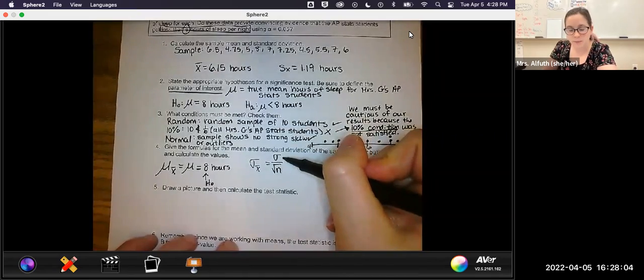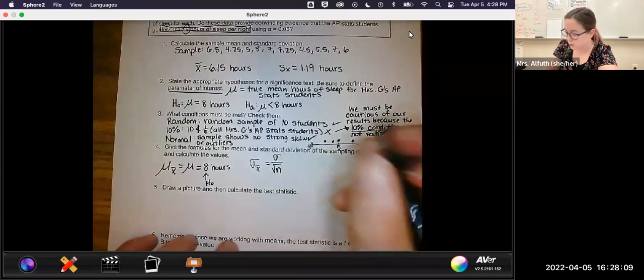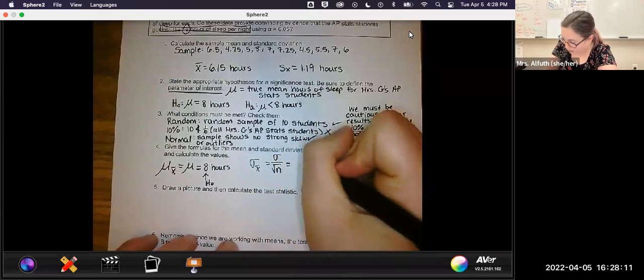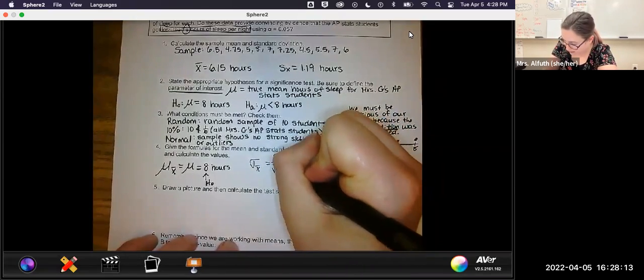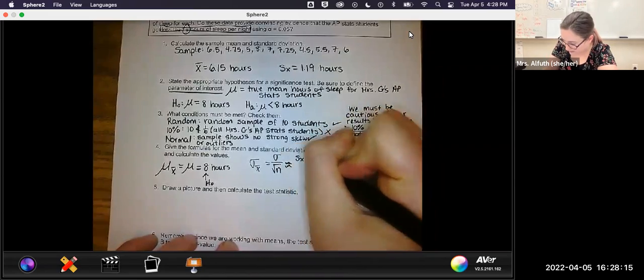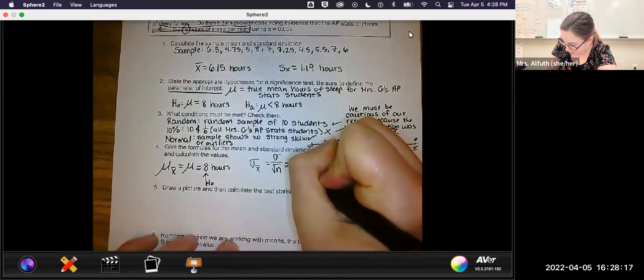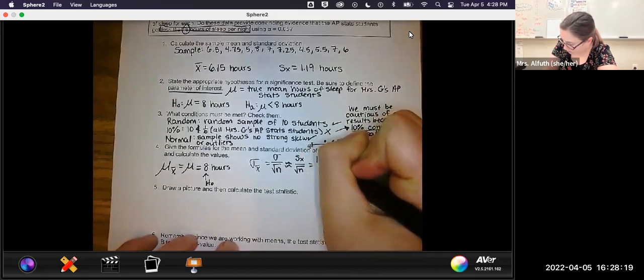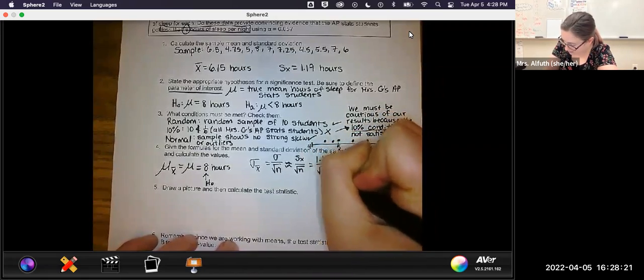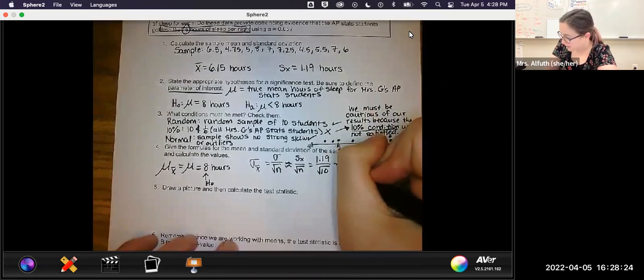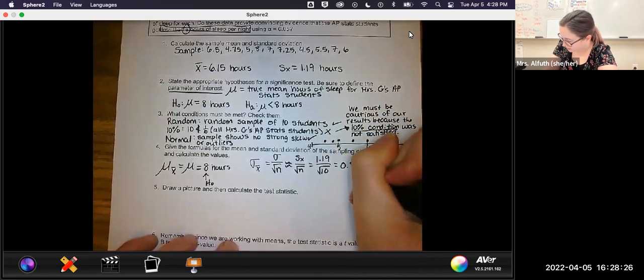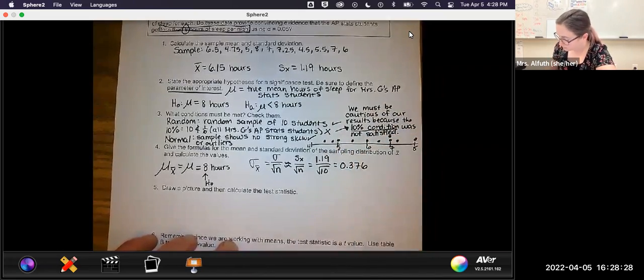But we don't know what the population standard deviation is. If we knew this, we would know what the mean is for sure. So instead, this is going to be approximately equal to the standard error divided by the square root of n, which is 1.19 divided by the square root of 10. And if you do that calculation, that's 0.376.